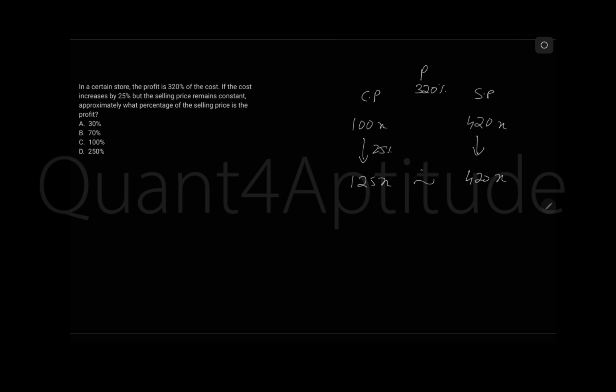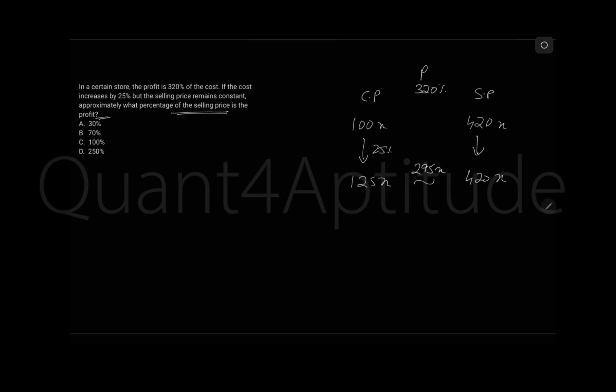Now the difference is what? 420 minus 125, that is 295x. They are asking what percentage of the selling price is the profit. They're saying of the selling price. Generally we calculate percentage profit with respect to cost price. That is a thumb rule. That is a basic concept we learn. But now they're overriding this condition by saying percentage of the selling price.